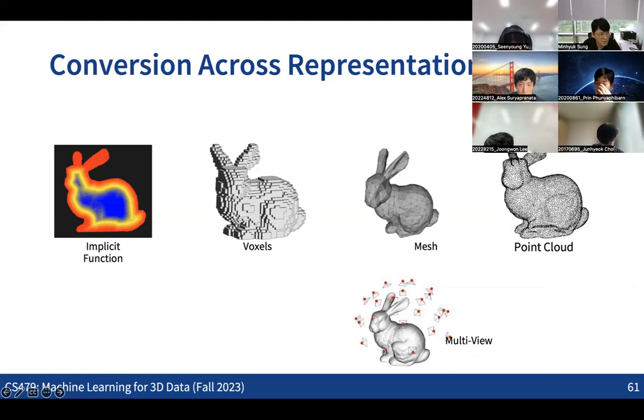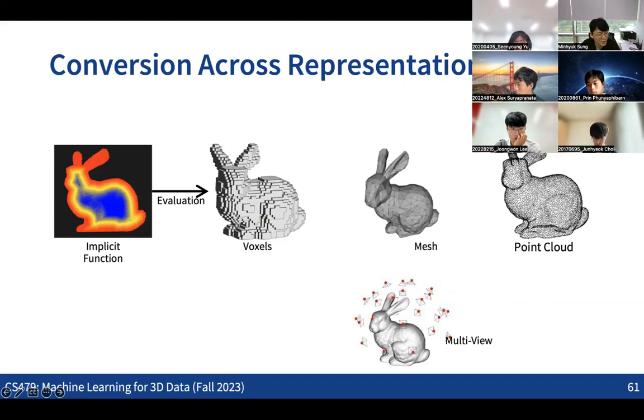So how can you convert an implicit function into voxels? This might be the easiest one, right? Given a function that checks, for any 3D coordinates, whether the point is inside or outside of the 3D shape, how can you convert this into voxels? This is quite straightforward, because we can just evaluate the function and fill all the voxels in the 3D grid. So this is the easiest conversion, from the implicit function to voxels.